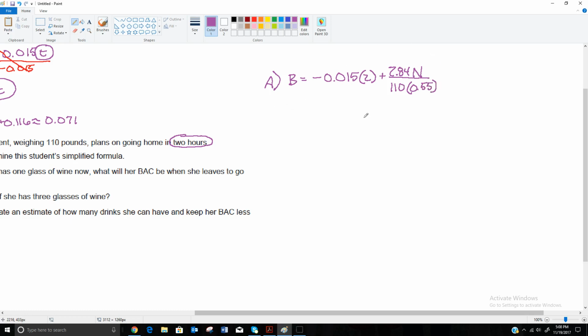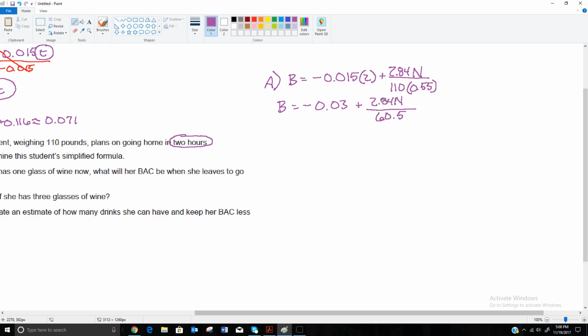So if we simplify this time we're not going to be able to get a single number over here because this n is here. But we will be able to get a single number here. So we're going to still have a variable of b. Negative 0.015 times 2 would be negative 0.03 plus 2.84n over 110 times 0.55 is going to be 60.5. So I can't simplify this whole thing, but I can simplify the bottom here.